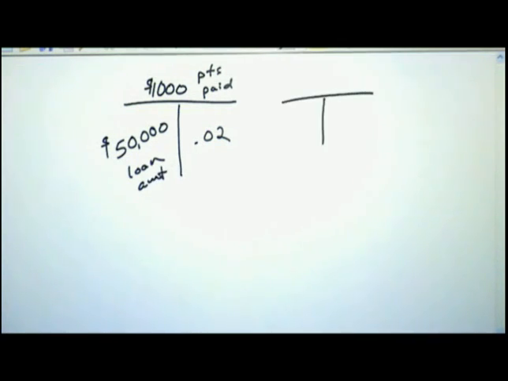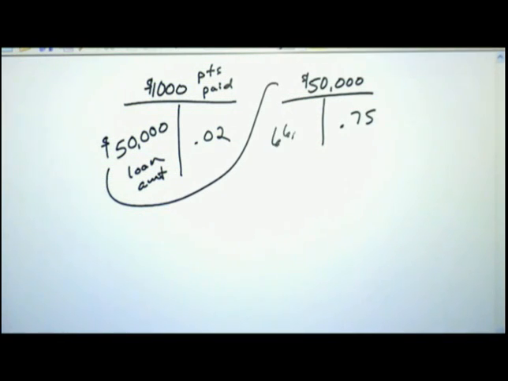Now that loan amount is 75% of the total sales price, or actual price of the home. So if I take that $50,000 and I divide it by the 75%, I come up with a sales price of $66,666.